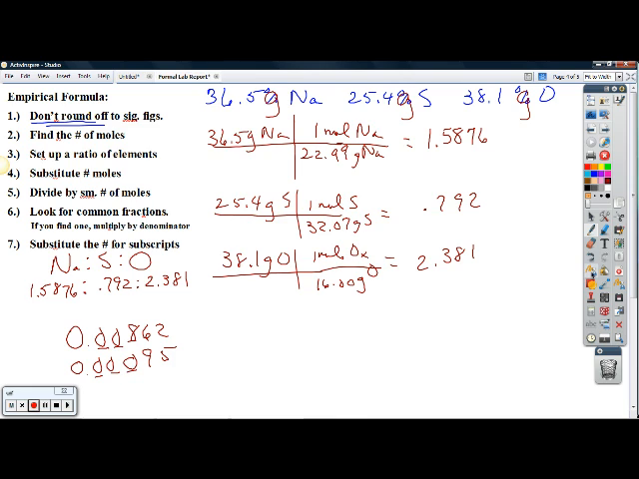All the numbers should be 1 or bigger. None should be less than 1. All right? Now it says to divide by the smallest number. So I'm going to divide by 0.792, 0.792, and 0.792. I'm dividing each one of them.